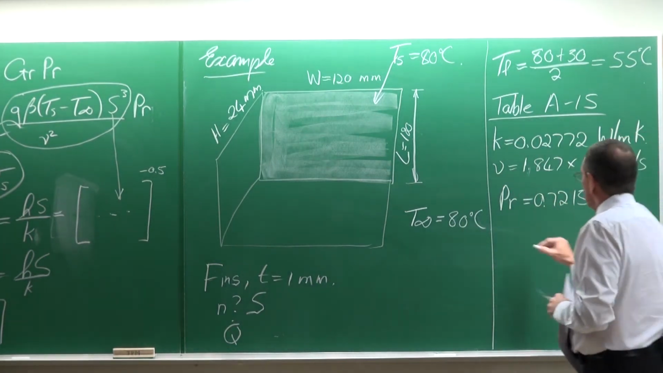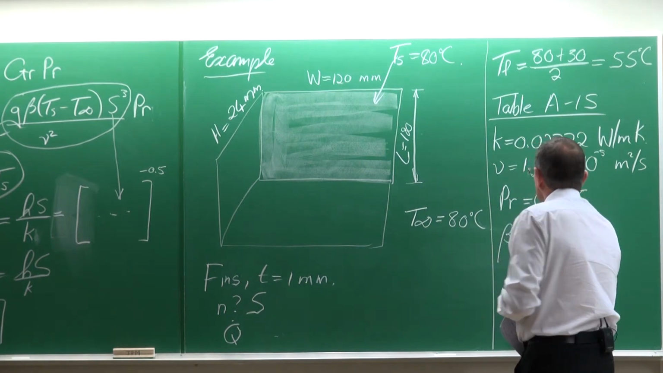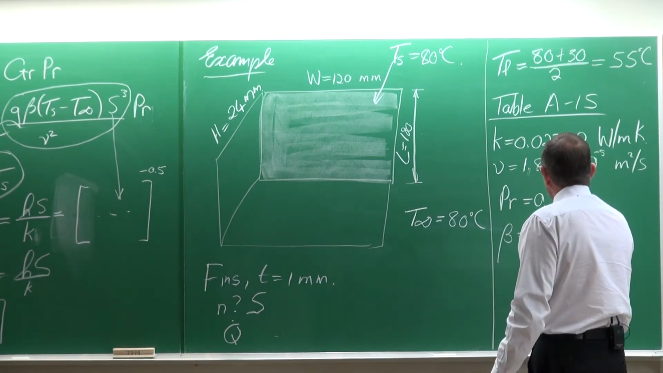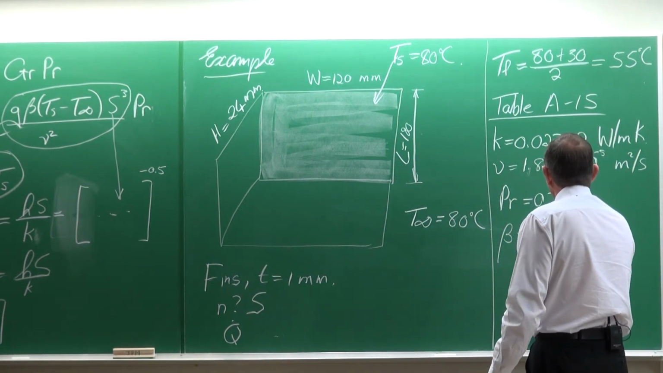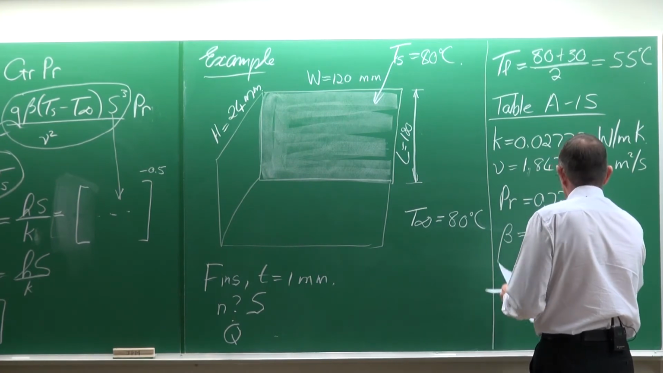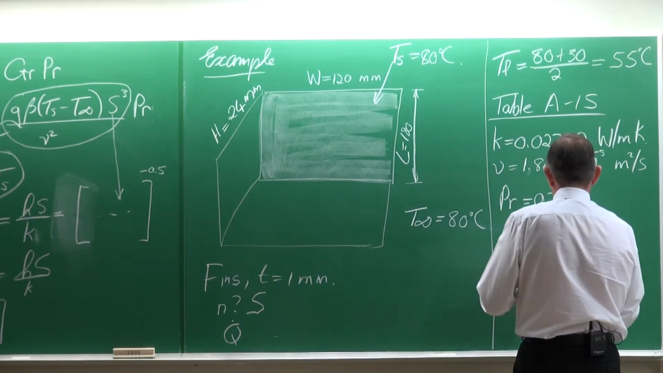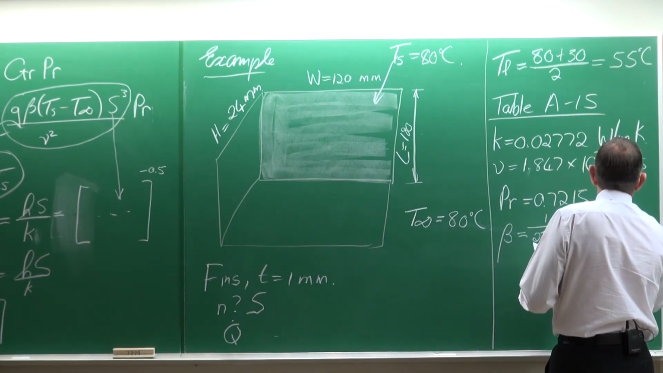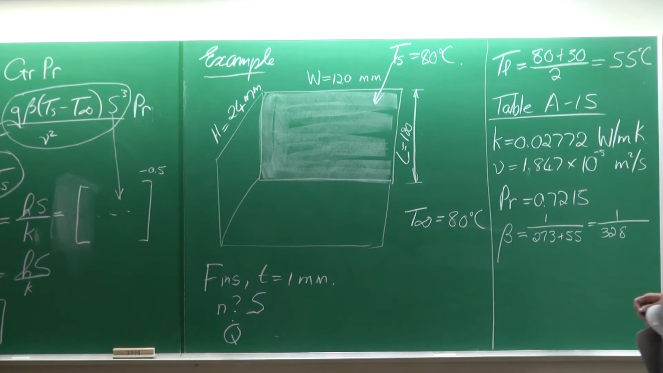and beta is not given in the table, so we are making the assumption that the air is an ideal gas. So it is 1 divided by the temperature in Kelvin, 273 plus 55, which is equal to 1 divided by 328 per Kelvin.